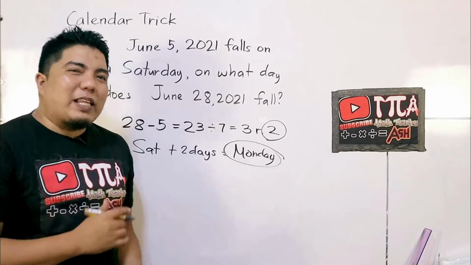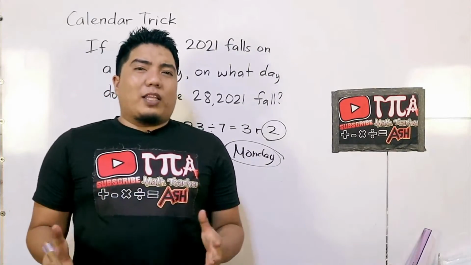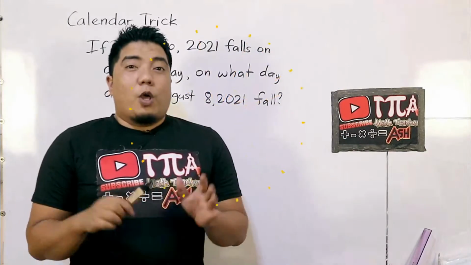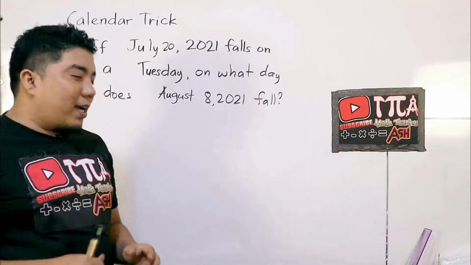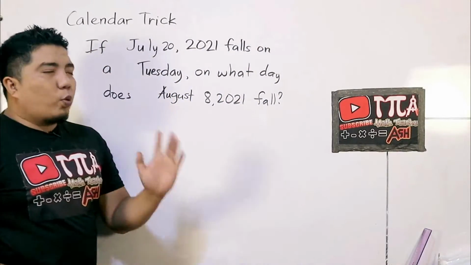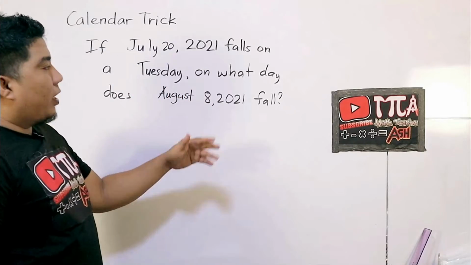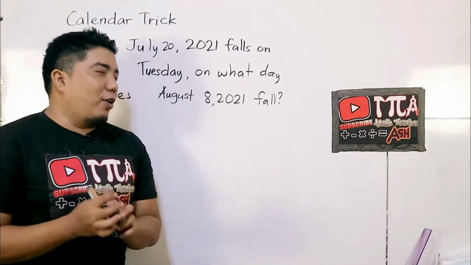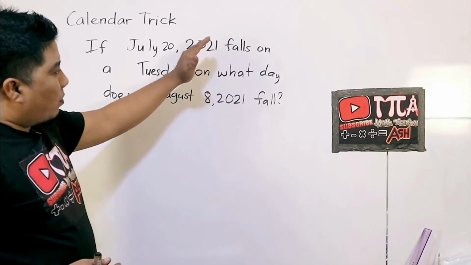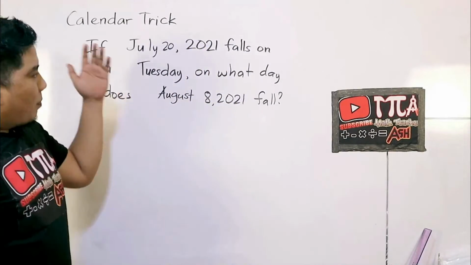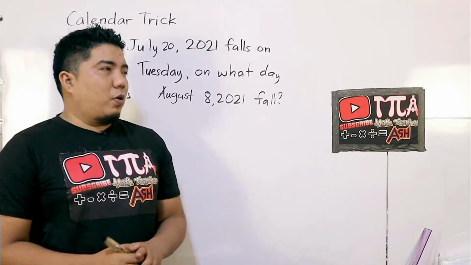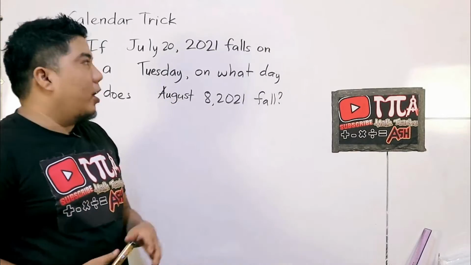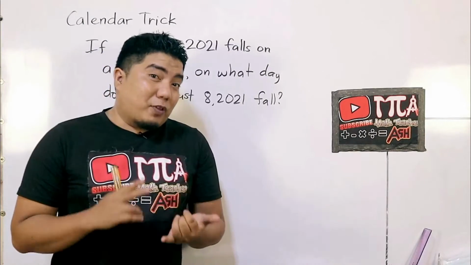Easy, right? Now, the next question is, Sir Ash, what if we consider two dates in the same year but different months? Okay, math learners, we have here our second question. If July 20, 2021 falls on a Tuesday, on what day does August 8, 2021 fall? Okay, so as you can see, this still pertains to the same year, but they have different months. So if we consider July and August, what is the month after July?